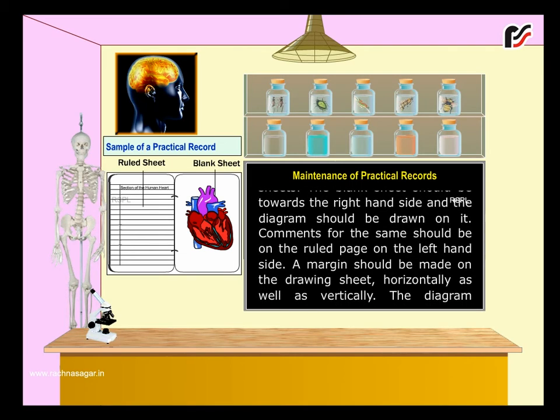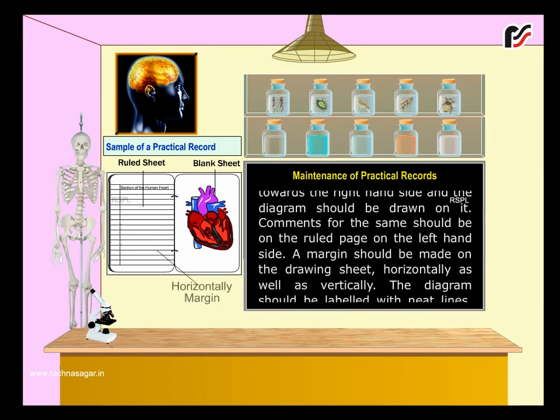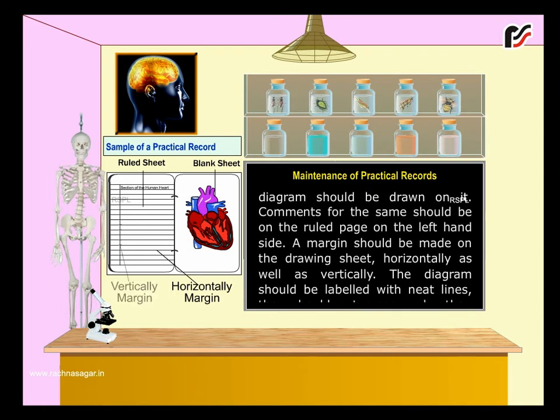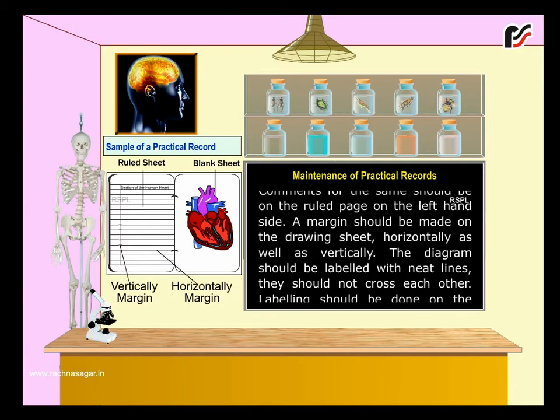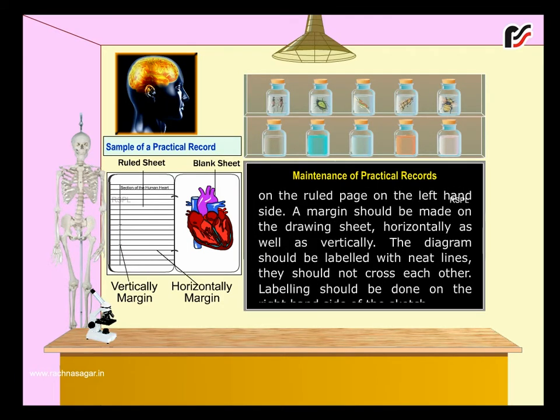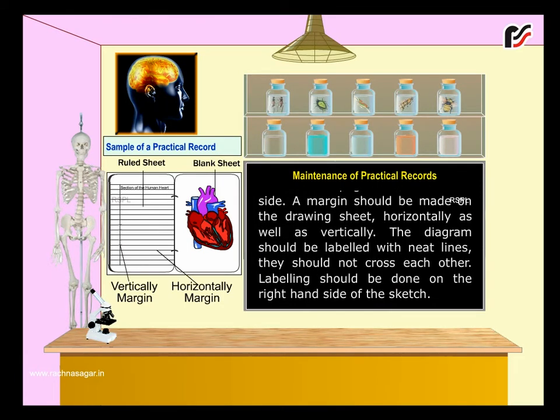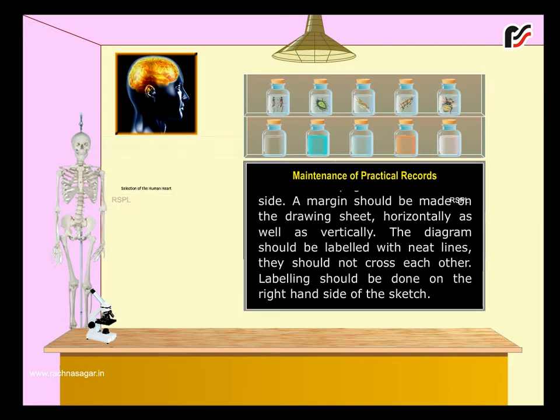A margin should be made on the drawing sheet, horizontally as well as vertically. The diagram should be labeled with neat lines. They should not cross each other. Labeling should be done on the right-hand side of the sketch.